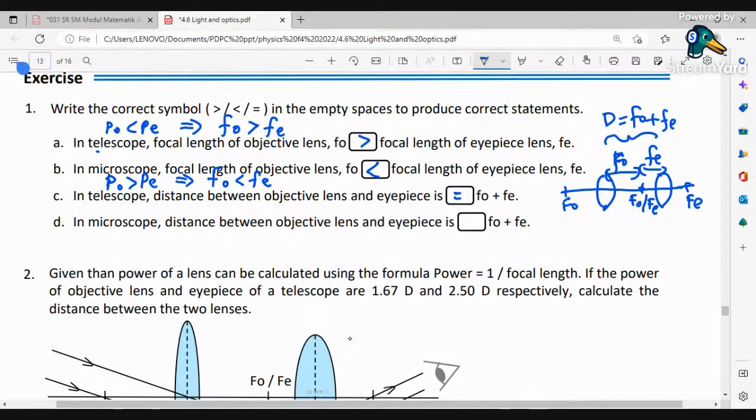Kalau mikroskop tak ya, mikroskop dia macam ni. Okay, dia ada di sini. Ini adalah FO yang lebih pendek dan FE. So kalau you total, okay, FO dengan FE ini lebih daripada distance, separation distance dia more than FO plus FE. Okay.